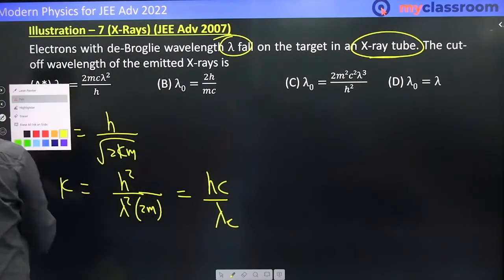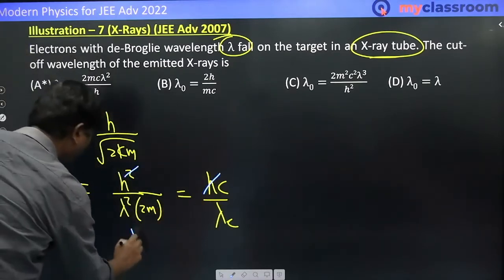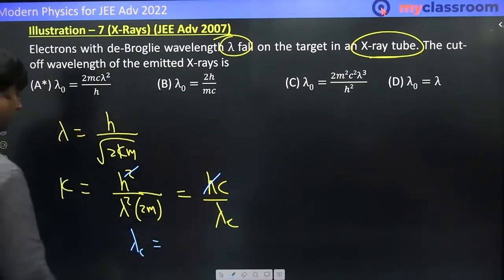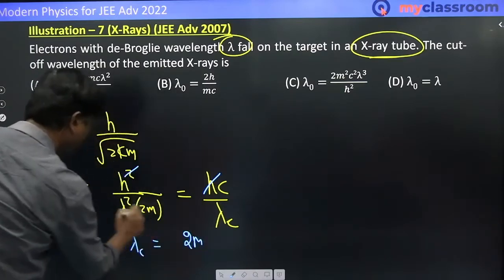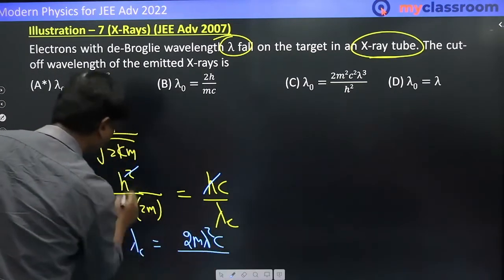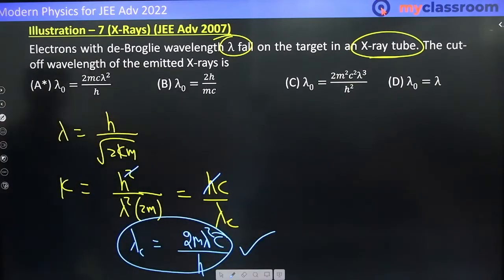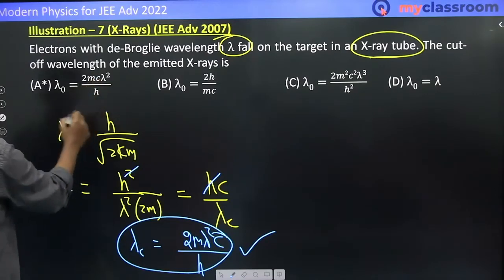That's all. One h is cancelled. So they are asking for lambda cutoff. How much? It is 2m lambda squared c by h. That's it: 2m lambda squared c by h.